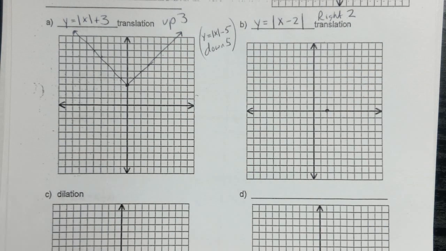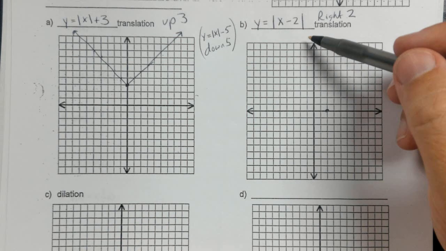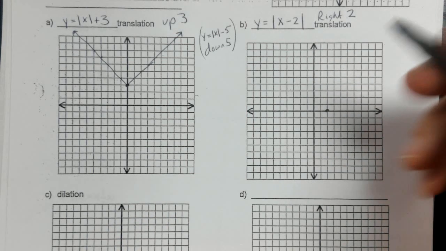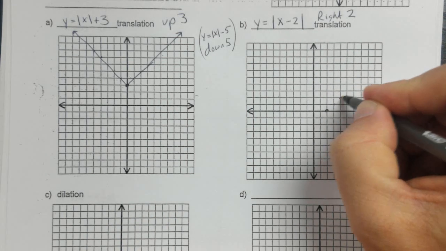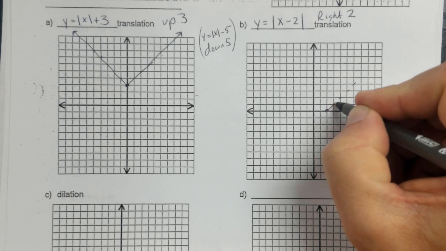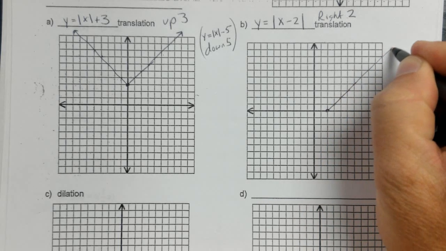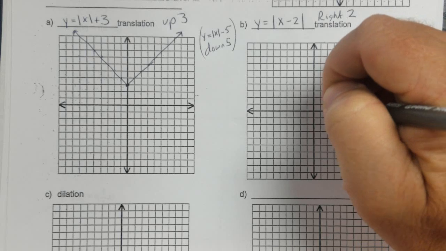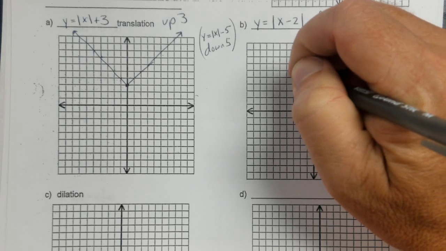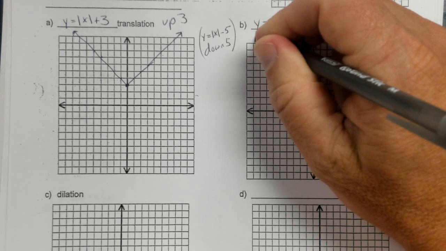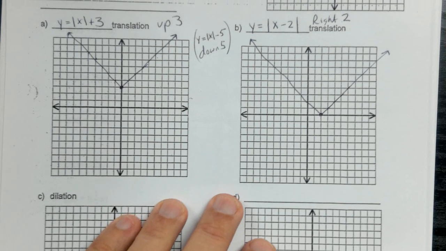And again, I'm not plotting any more points, or I'm not doing a table of values. I will plot some points, but not from a table, just from moved it to the right 2, and from there I know what an absolute value looks like. It's the same shape as all the others, it's just been shifted to the right.